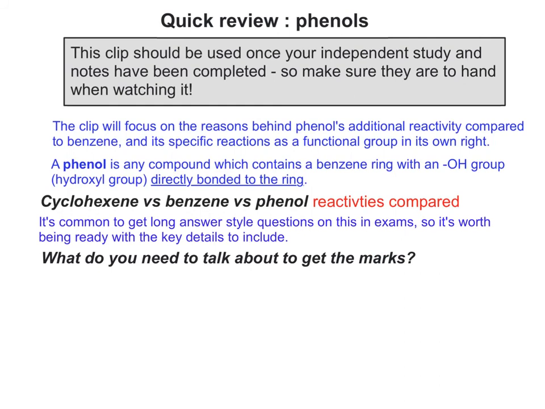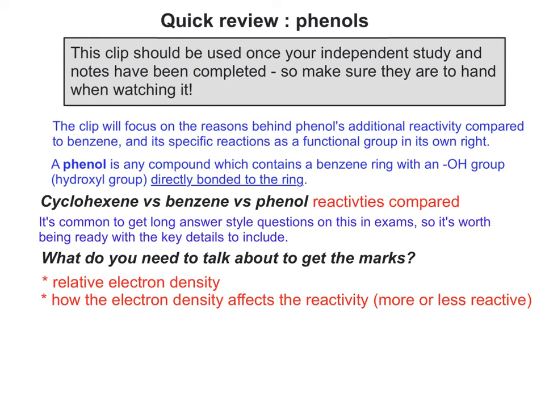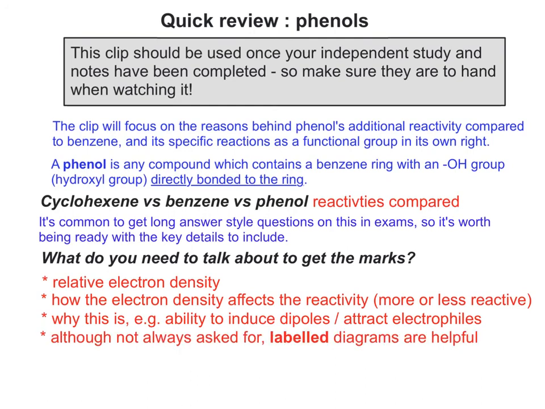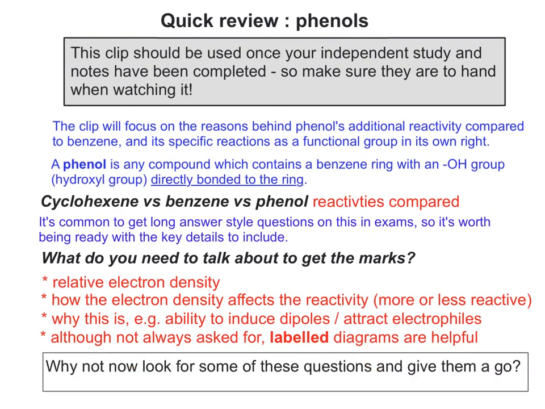So to summarise, let's quickly go through what you need to talk about to get the marks on these types of exam questions. You need to compare the relative electron density of all 3 compounds, how the electron density affects the reactivity, is it more or less reactive, and also why this is, e.g. the ability to induce dipoles or attract electrophiles. And although the question might not ask for a diagram, it's always a good idea to be able to put one in and label it to make sure that it's clear what you're trying to say.